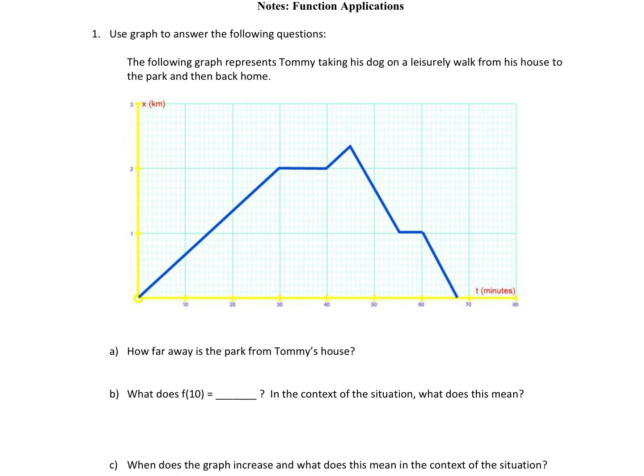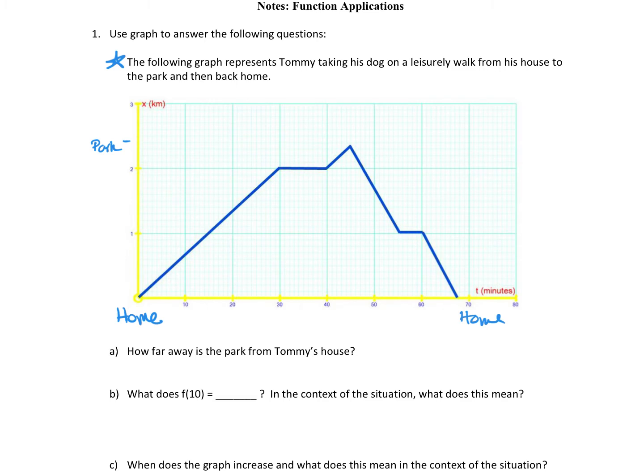So in A, it says, how far away is the park from Tommy's house? It says in the directions up here, the following graph represents Tommy taking his dog on a leisurely walk from his house to the park, then back home. So I would hypothesize that he's starting at home here, he gets to the park here, and then he comes back home here. So roughly how far is the park from his house?